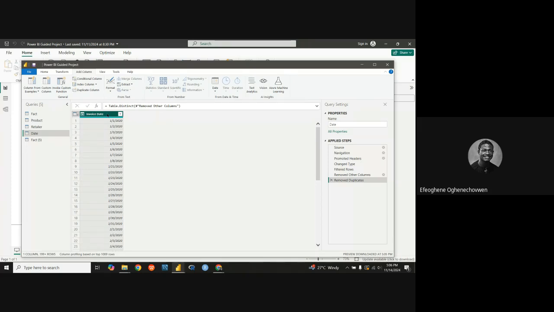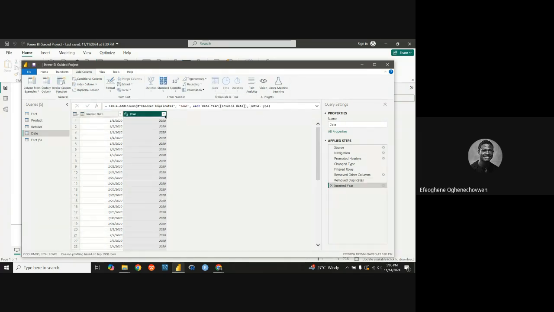So I can come over to add column because I want to describe my data by quarter, by month, by day, by week, and all of those things. So I highlight the invoice table and click on date. So I could create another column, another attribute, which is year. So it gives me year. I come over to the invoice date again. If I'm not highlighting the invoice date, the initial unique, it will not highlight this date time.